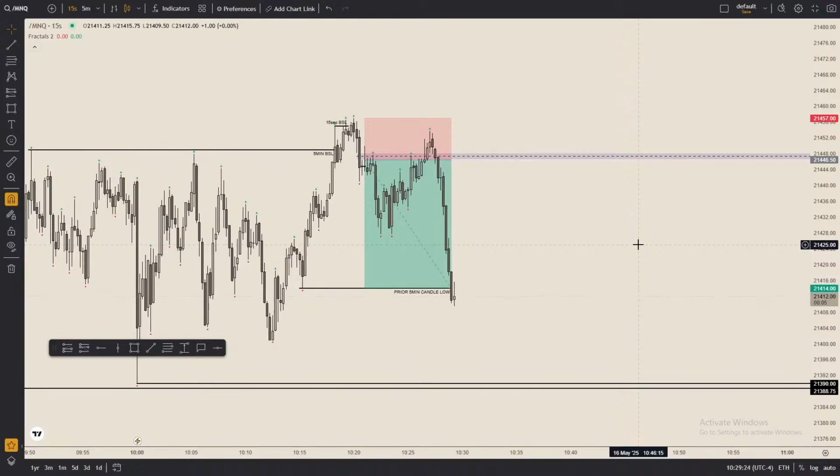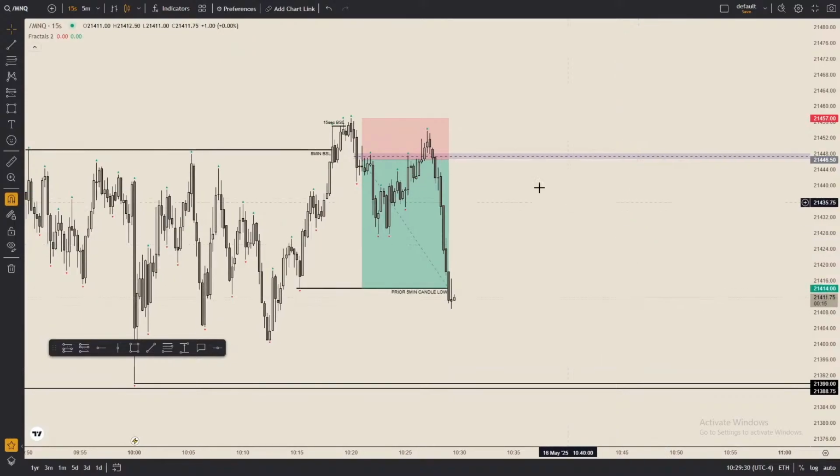But that's it. It was a good 3-hour trade, and it was a good day, and I ended green.